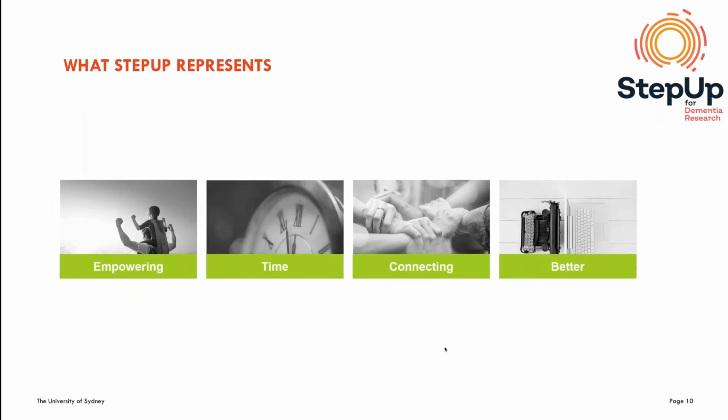Now, what I really want to say is, the name Step Up for Dementia took us about 2 months to come up with, and we engaged a branding company to work with us. The name had to be a call to action, and it had to represent something that we really stand for. We want to empower the public. We also empower both the public and the researchers, but this has something to do with time.